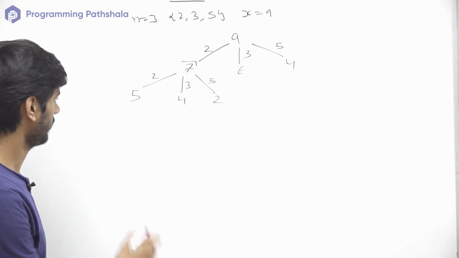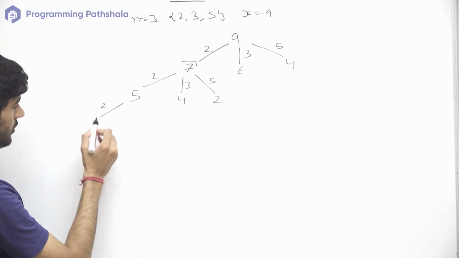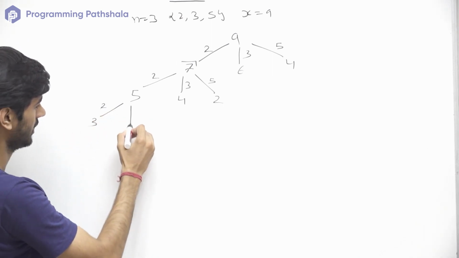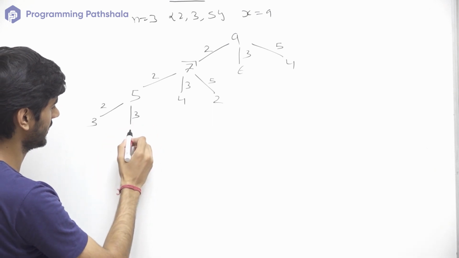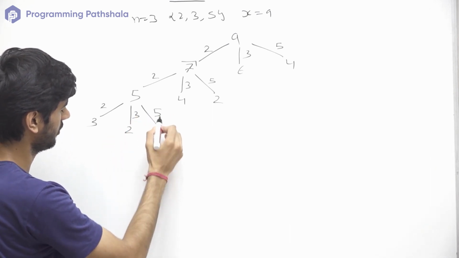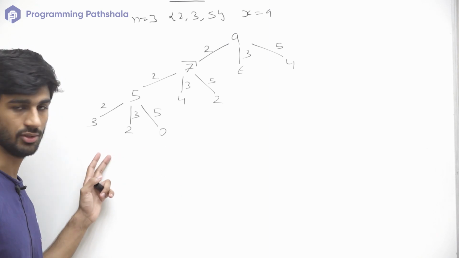Okay. Again for 5 we have 3 options. We can either pick a coin with value 2, in that case the remaining value will be 3. Or we can pick a coin with value 3, in that case the remaining value will be 2. Or we can pick a coin with value 5, in that case the remaining value will be 0, right?